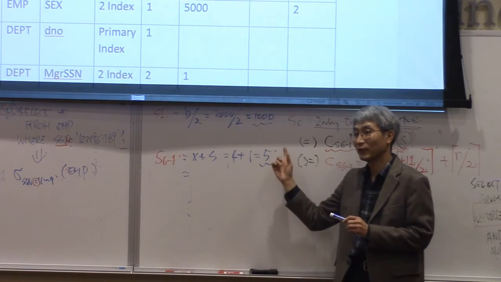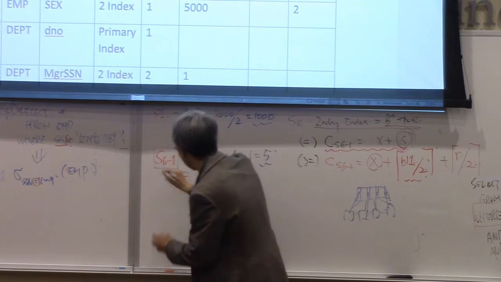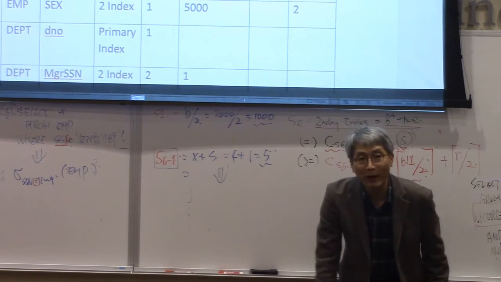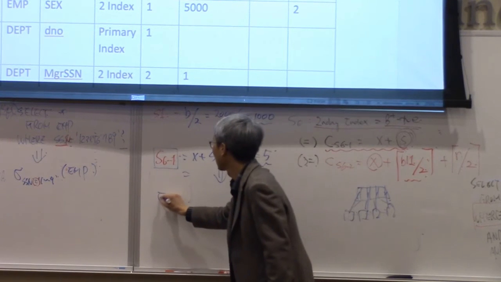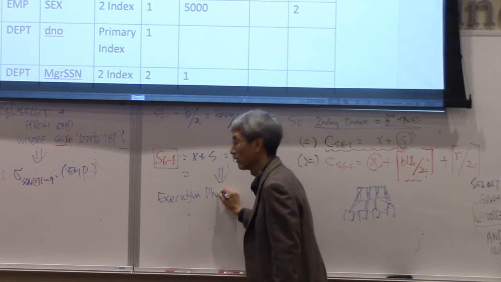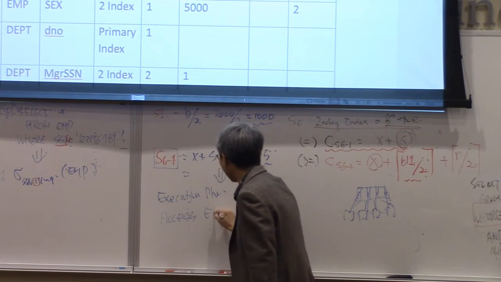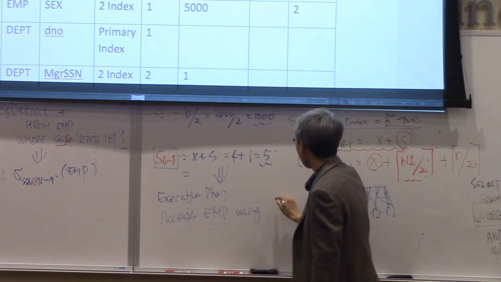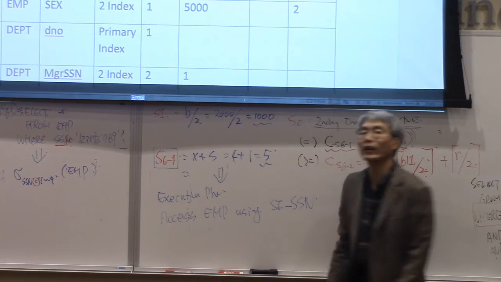Which option? Second option. So the query optimizer selects this one. Then, what is the output of the query optimizer? The query optimizer creates an execution plan. So access employee using what? SI underscore SSN. This is the final output.